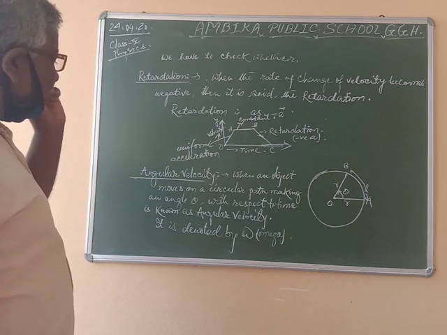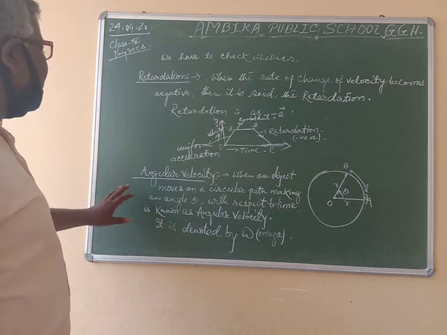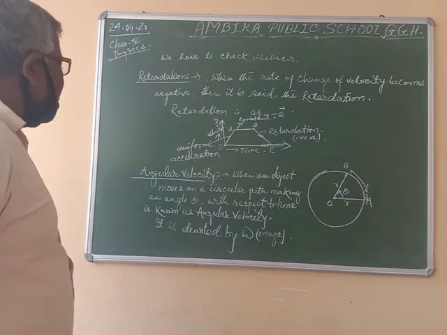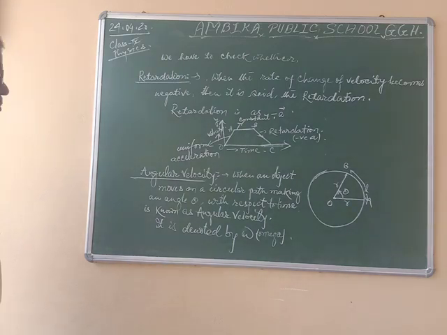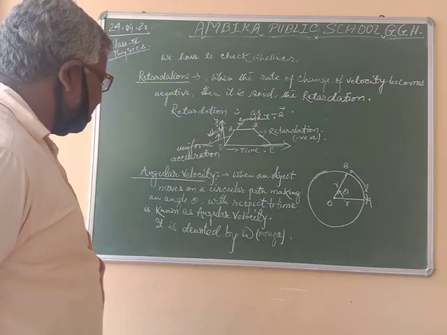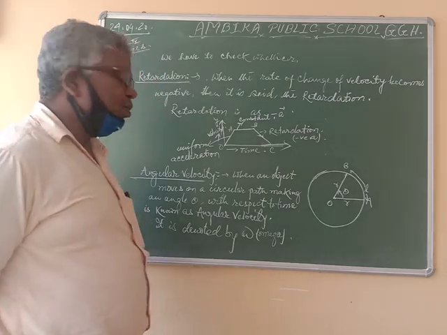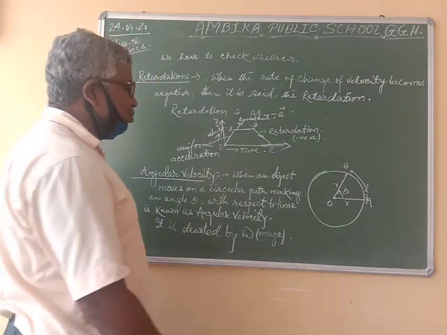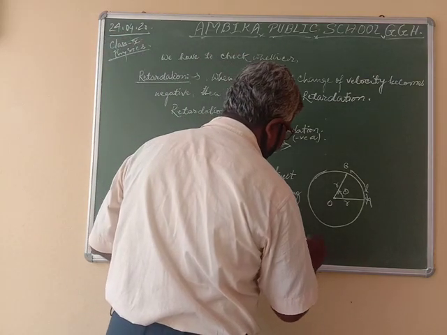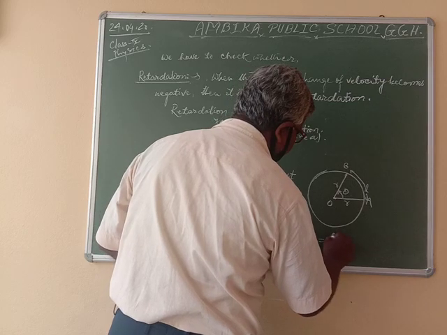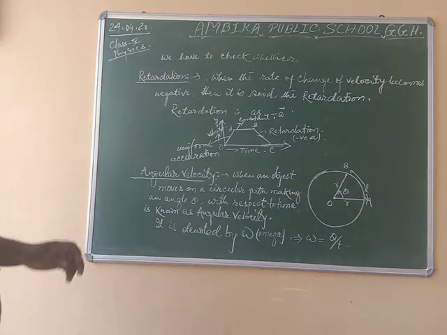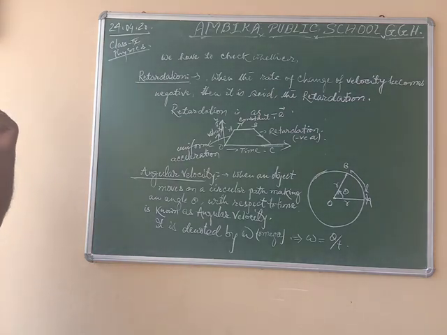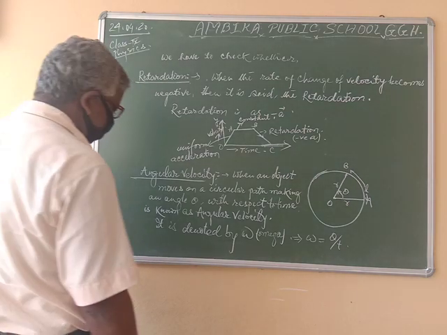Now another point is concerned, we are studying here angular velocity. When an object moves on a circular path making an angle theta with respect to time is known as angular velocity, and it is denoted by omega. So omega is equal to theta by t. Omega is equal to theta by t. Radian per second, its SI unit is radian per second.